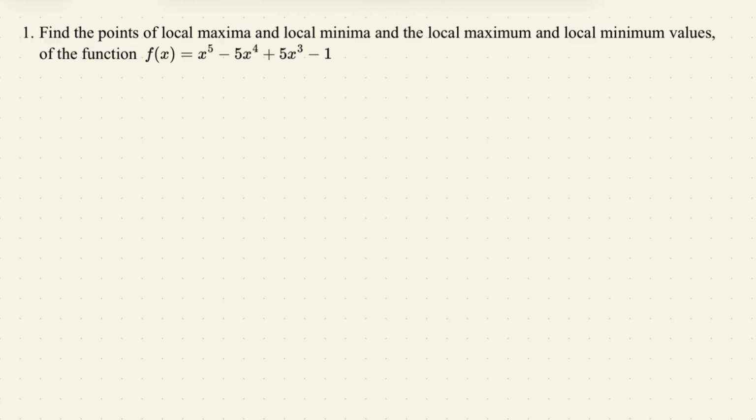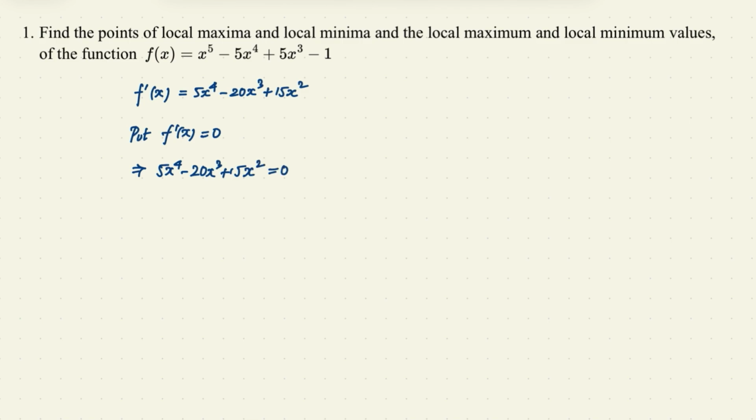So first we will differentiate the given function. So differentiating both sides with respect to x, I'll have f dash of x equals 5x to the power 4 minus 20x cube plus 15x square. So we will put this f dash of x equals 0 in order to find the critical points. This implies 5x to the power 4 minus 20x cube plus 15x square equals 0.